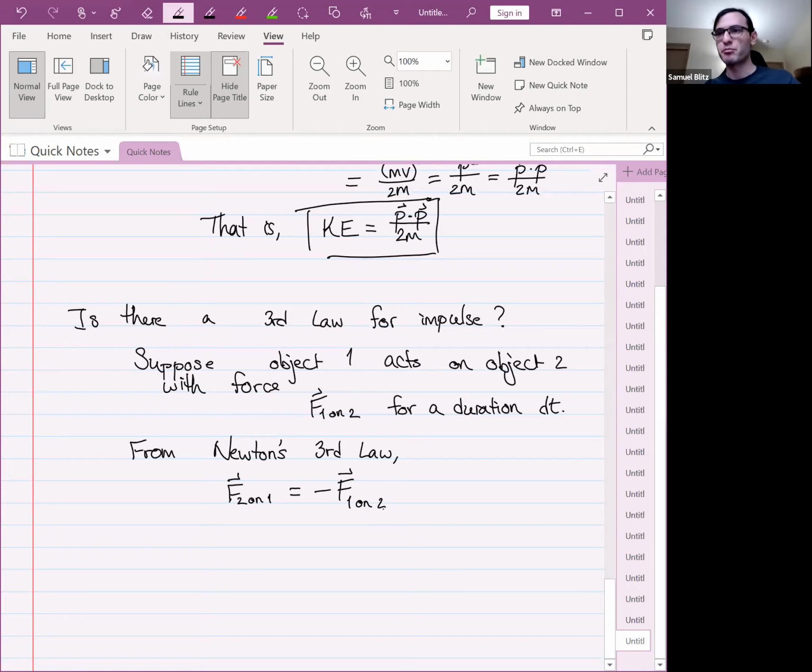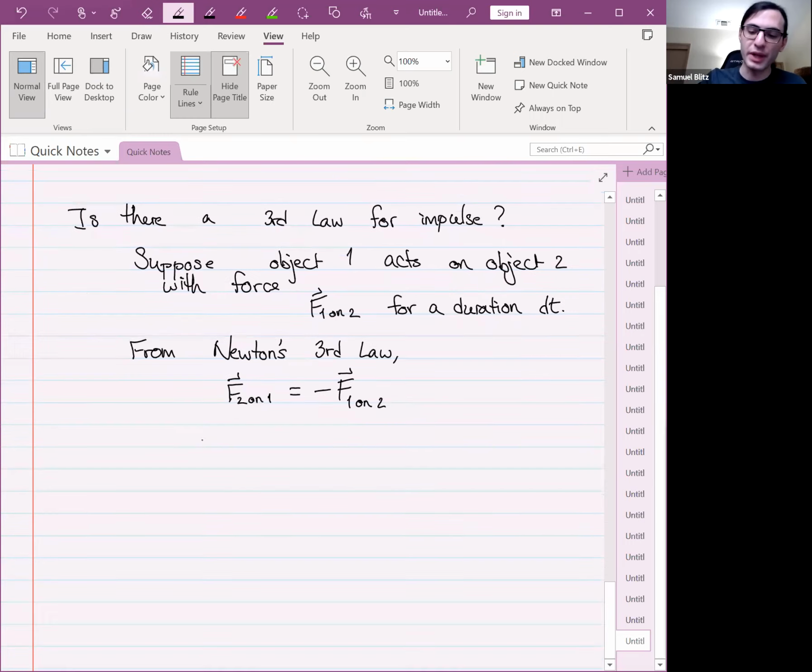And then because object 1 applies that force to object 2 for some duration dt, object 2 also applies its force on object 1 for that same duration. What this implies is that the impulse that object 2 applies on object 1 is equal to the negative of the impulse that object 1 applies on object 2. We can think about impulses the same way that we think about work, i.e., you can think about the impulse from a particular force, and that's what we're doing here.